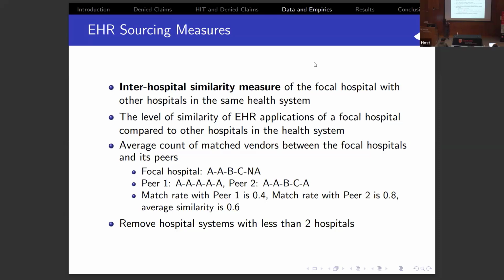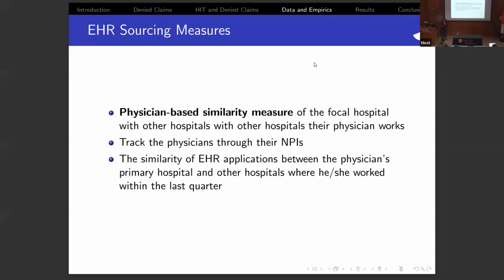The focal hospital with peer 1 overlaps 2 out of 5, so 2 systems out of 5 have the same vendor. The focal hospital with peer 2 coincides on 4 systems out of 5. They each get a score accordingly, and we average it out for the focal hospital. In this case, we remove hospital systems that have less than 2 hospitals. And finally, we look at a smaller subsample of physicians who simultaneously work across different locations in the same time period.